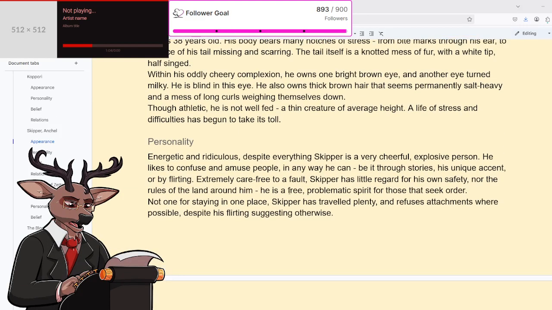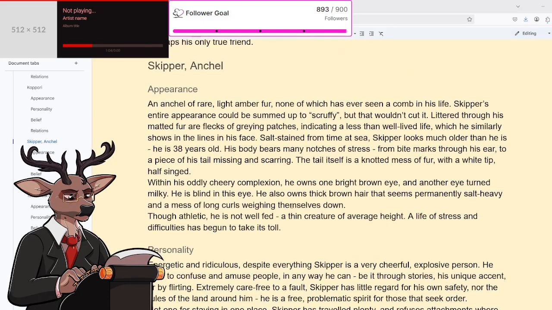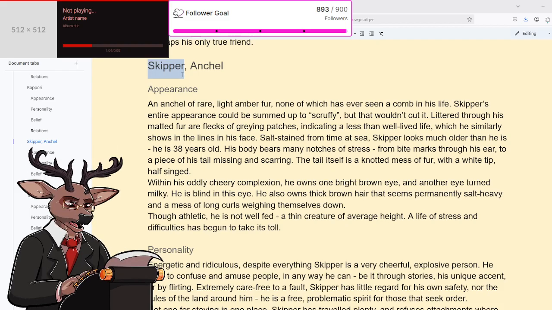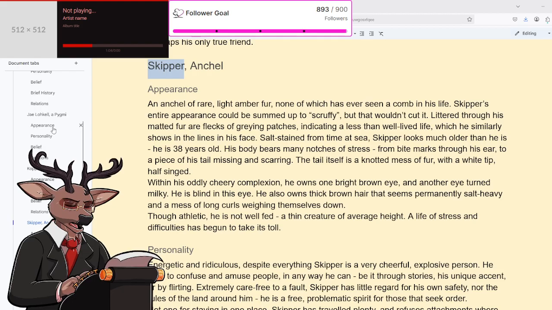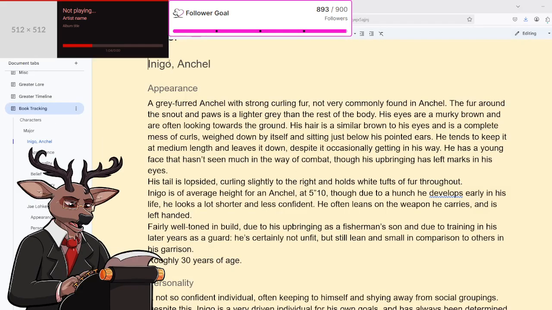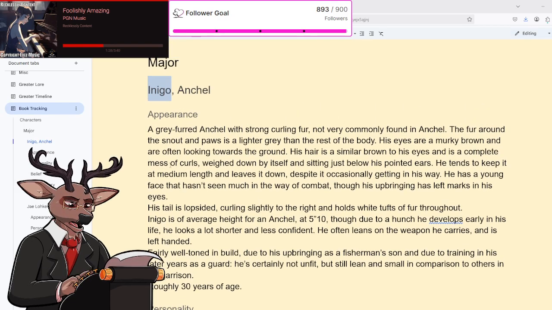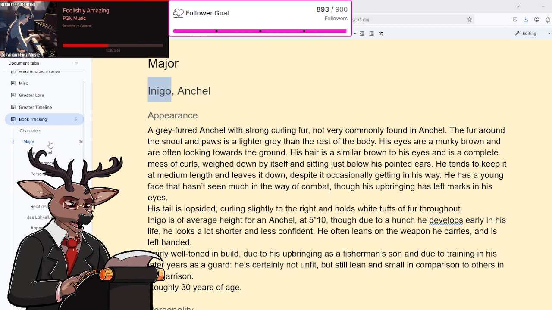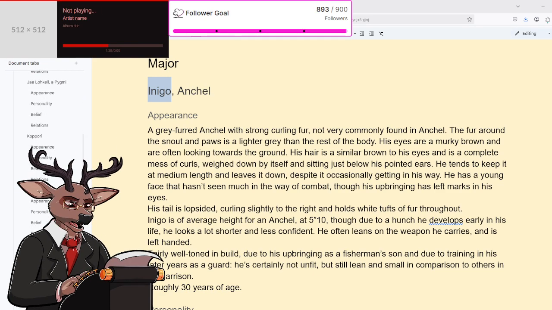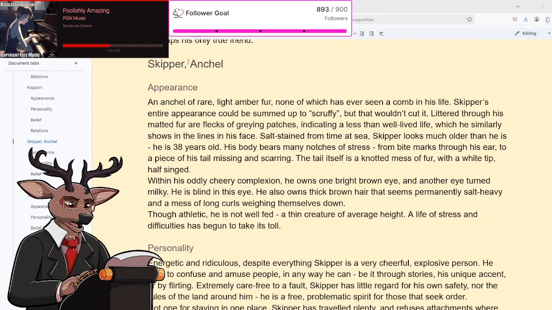Skipper was the second ever character that I made for this world. For those who maybe don't know, this entire project spawned because of Inigo. I made this character when I was at school, and I started making a world to fit this character. And then I thought, well, Inigo needed a friend, and that friend was Skipper.